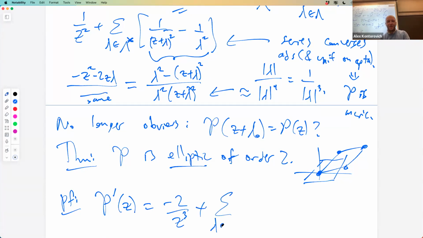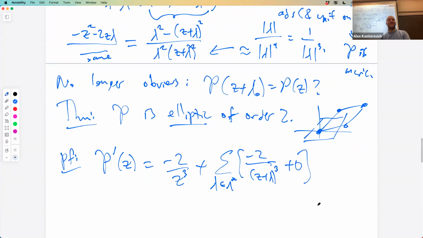And then we get a sum over all of the other, non-zero lattice points. What's the derivative of this? Negative 2 over z minus lambda cubed, plus nothing. The derivative of the constant is gone. What is this function? We already know this function. It's negative 2 times the sum over lambda of G of z plus lambda, where G is equal to 1 over z cubed. It's one of the ones that we already knew.